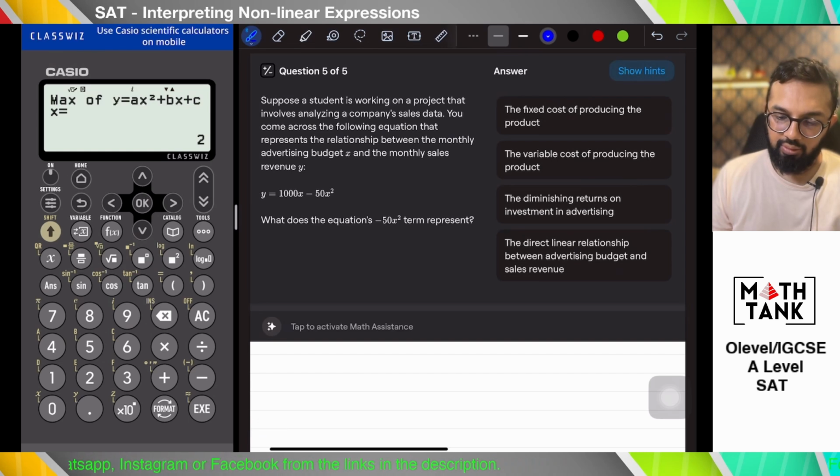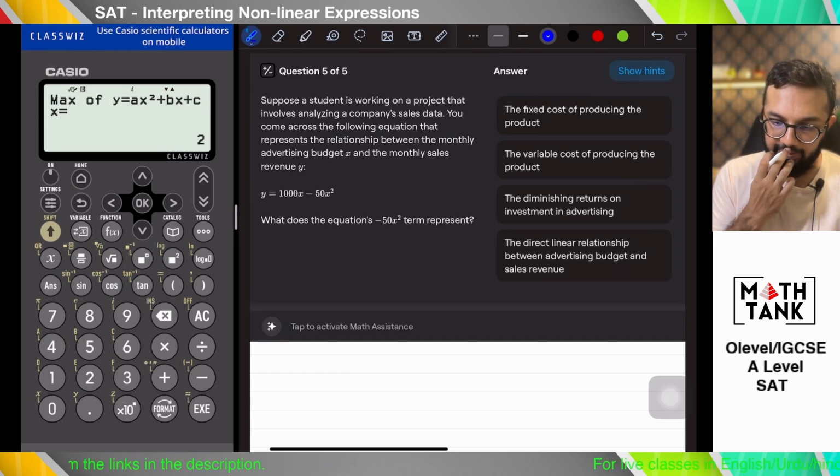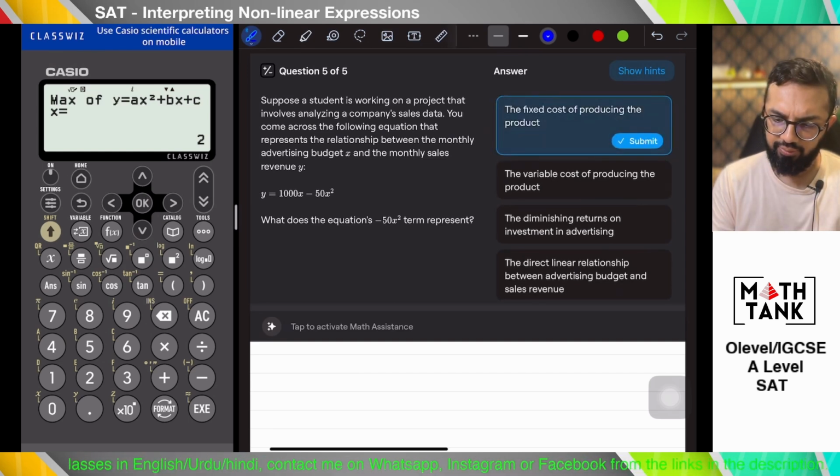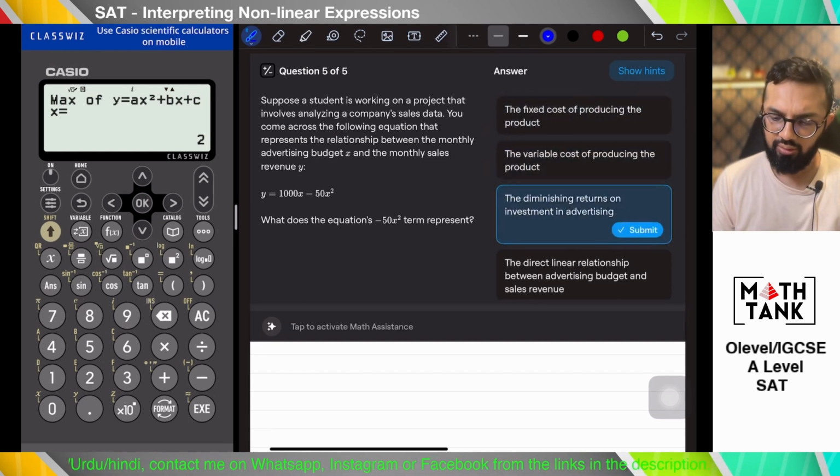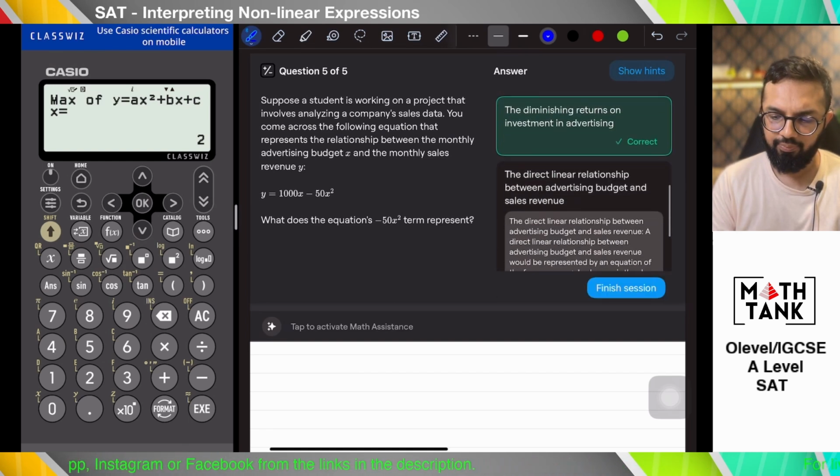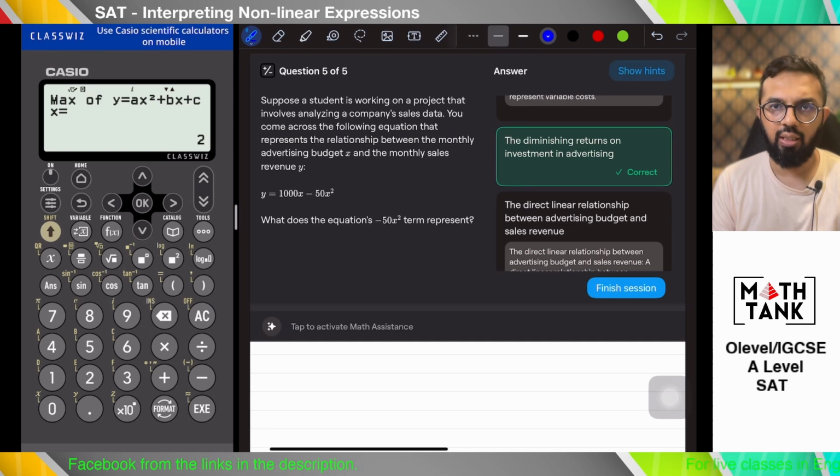Okay, last question. What does the equation minus 50x squared represent? Sales data. You come across the following that represents the relationship between the monthly advertising budget. It can't be the cost of producing. It's the diminishing return on advertising, because none of the other answer options fit.